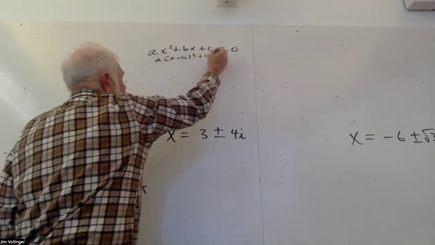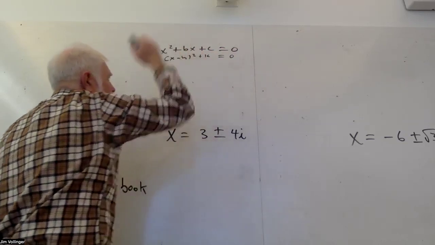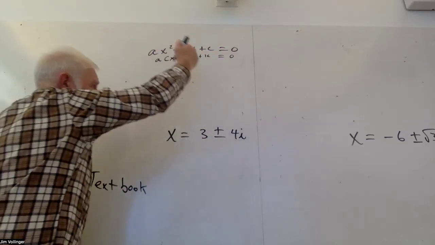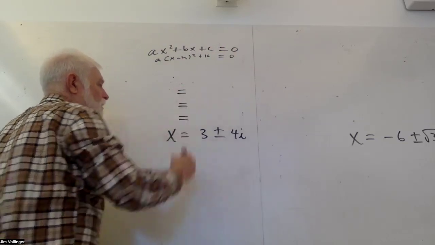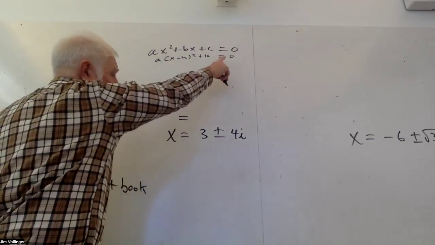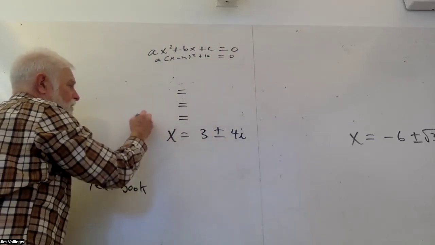Plus k equals 0, right? And then we solve for x. Well, nothing says we can't go backwards in that process. So we want to get 0 on the right side. Why don't we move the 3 first?